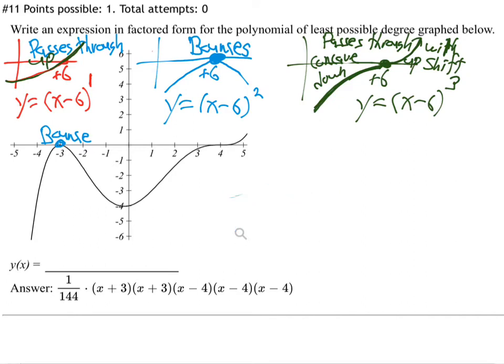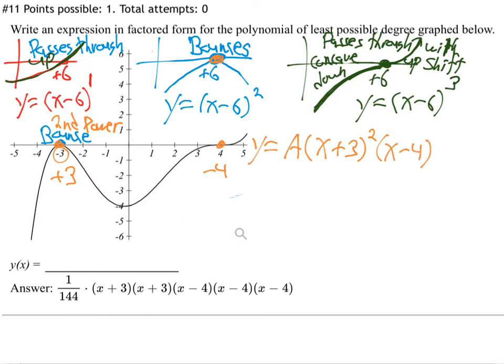So what does this mean then? So we have y equals, it bounces at -3, bounce, that's the second power. Well, first off, we got to have an a in the front. We always have some kind of number in the front. Opposite of -3, it's going to be +3. And it's going to be second power because of the bounce, like x squared, U-shape. And then it also hits over here at 4. So that's going to be -4, opposite. Whenever it's next to x, it's the opposite.